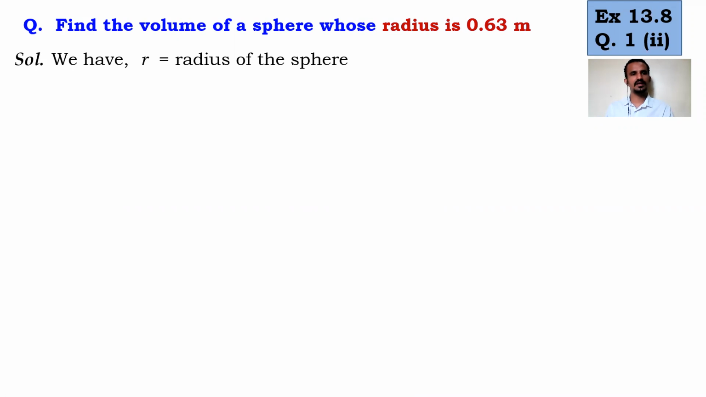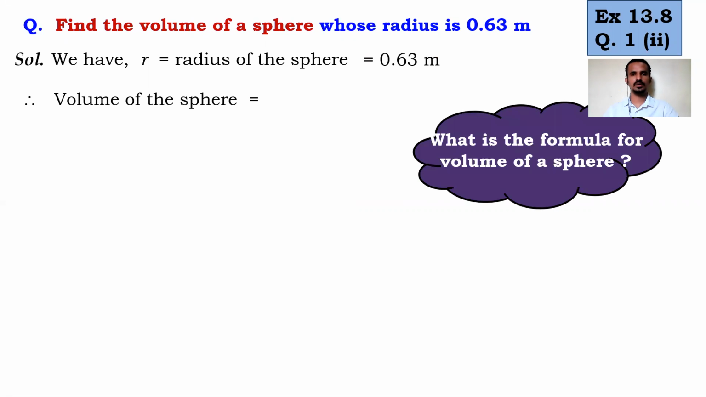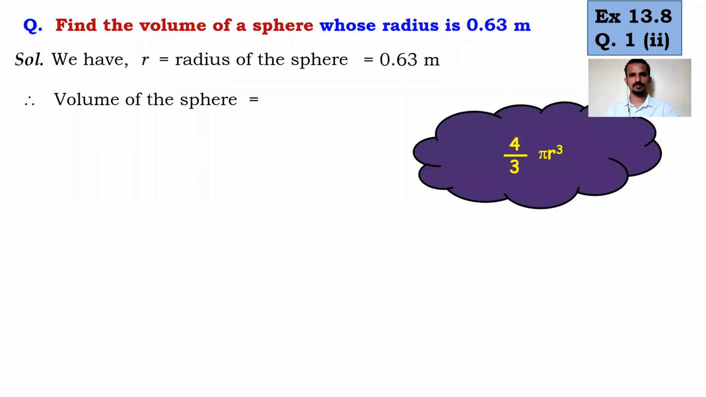That means radius is already given. So just directly write down R is equal to 0.63 meters. R, that is the radius of the sphere, is 0.63 meters. Since R is 0.63 meter, we can say volume of the sphere is equal to, remember the formula, volume of the sphere, the formula is 4/3 pi r cube.